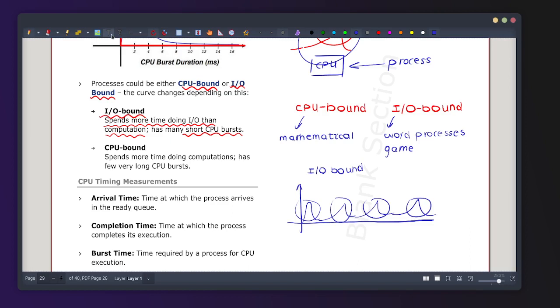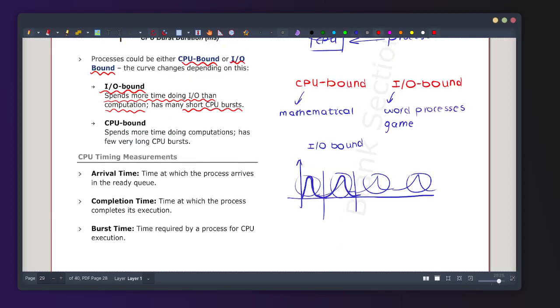So it cannot therefore finish doing its work. It needs to sort of be blocked. So it's doing some processing, then it's blocked. It's doing some processing, then it's blocked. So you see short CPU bursts in an IO bound operation.